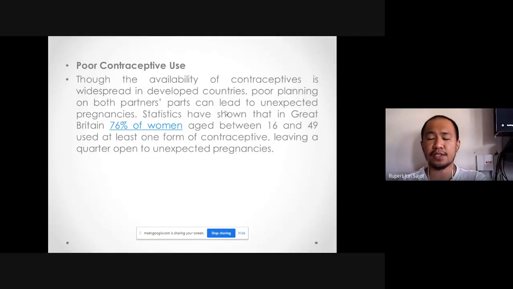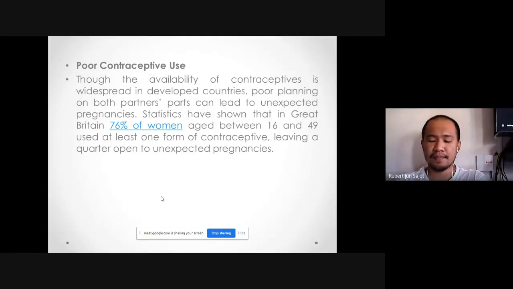Next, poor contraceptive use. Though the availability of contraceptives is widespread in developed countries, poor planning on both partners' parts can lead to unexpected pregnancies. Statistics have shown that in Great Britain, 76% of women aged between 16 and 49 use at least one form of contraceptive, leaving a quarter open to unexpected pregnancies. So again, it's not very alarming, no, when we talk about the usage of contraceptives in the Western world, because they are open to it. What is alarming is in countries that don't really open the idea of contraceptives because of culture, tradition, and religion.